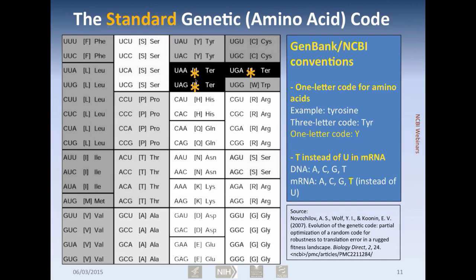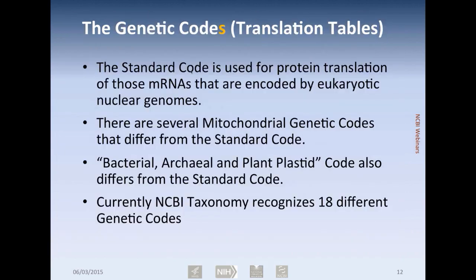The other convention to mention is that regardless of whether it's DNA or RNA, we will show the letter T. DNA has a T, messenger RNA has a U, but for convention's sake, whenever we show nucleic acid sequence, we will include the letter T. Sometimes we get messages about that at the help desk. There's more than one genetic code. This is why it's a plural S. The standard code is used for protein translation in eukaryotic nuclear genomes.